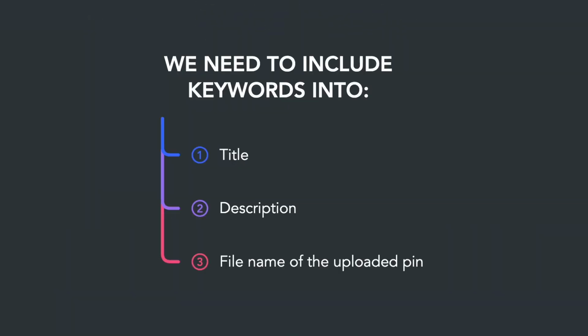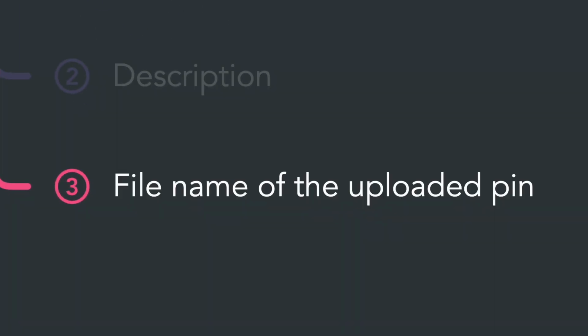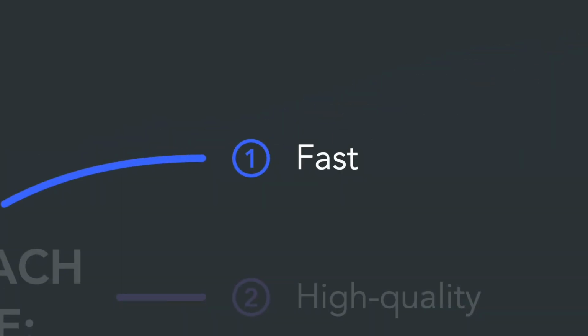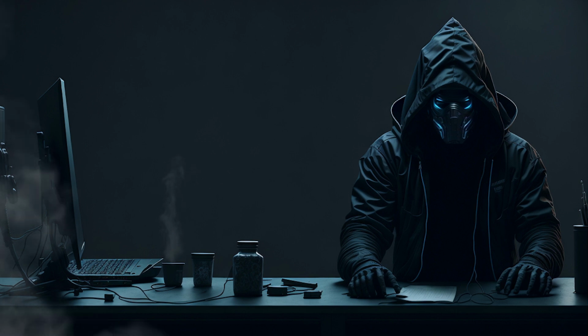To ensure people discover our pins, we need to gather keywords and incorporate them into the title, description, and file name of the uploaded pin. Since we're dealing with traffic and large volumes of content, our approach to keywords should be fast, high quality, and free. For instance, what if we have an offer in the keto diet category and we want to quickly research keywords with just that phrase on hand?